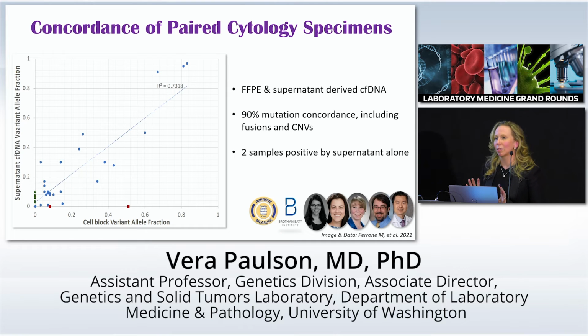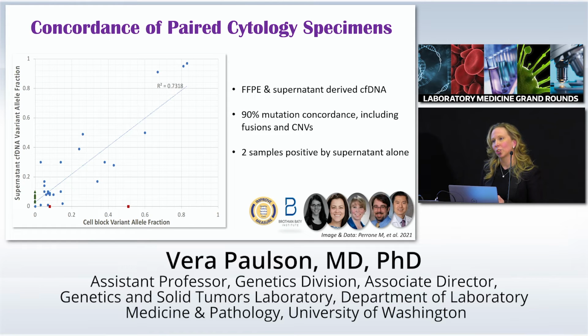And admittedly, 13 of these samples went to our former hotspot that's been sunset. 17 of them went to Oncoplex, but what I want to highlight is that there was 90% mutation concordance between FFPE and the supernatant from cytology, not only for mutations, but also for copy number variants and a fusion. One of our pancreatic cancers actually had an NTRK fusion that renders you eligible for NTRK inhibitors.